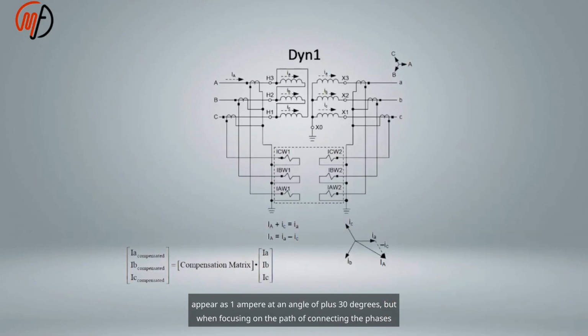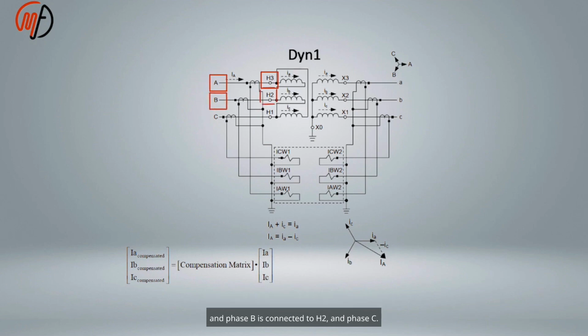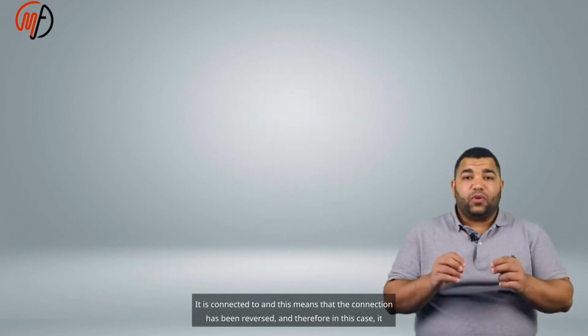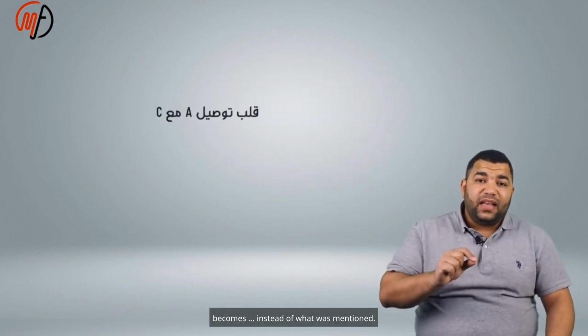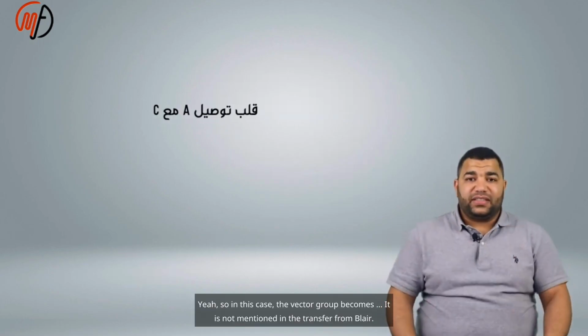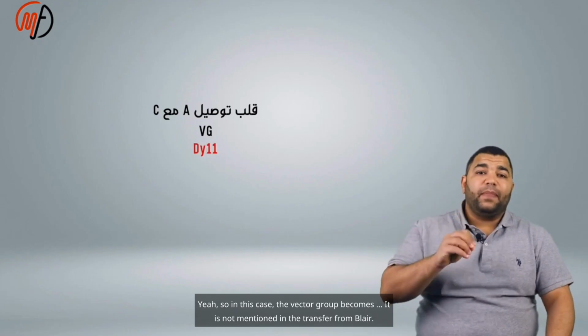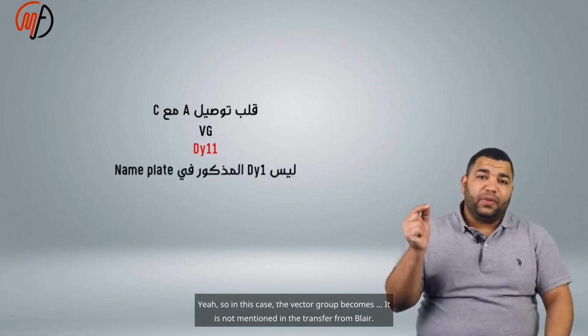But when focusing on the path of connecting the phases with the bushings and taking it into consideration, we will find that phase A is connected to H3 and not H1, and phase B is connected to H2, and phase C is connected to H1. This means that the connection has been reversed, and therefore, in this case, the vector group becomes different from what was mentioned on the nameplate.